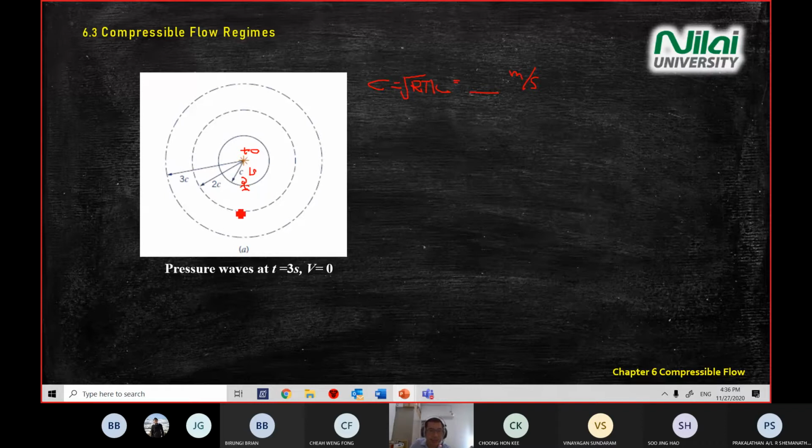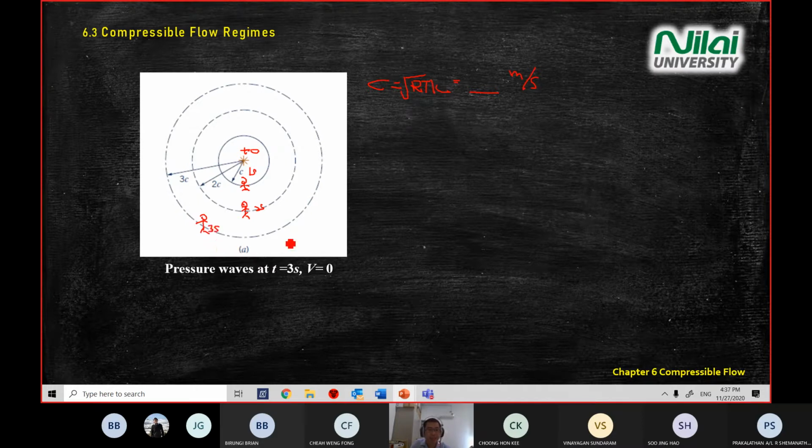If you stand at this location, you will detect the sound wave from the source after 2 seconds, at 2C. And if you stand at the distance of 3C, you will feel the pressure wave after 3 seconds.